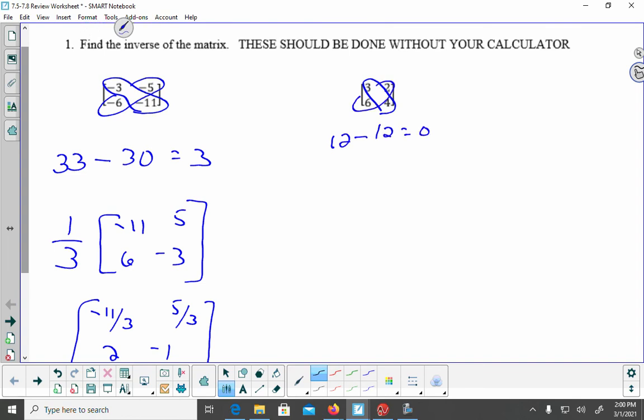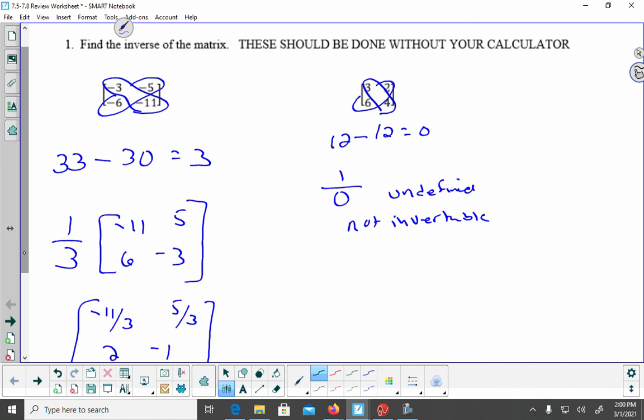To do the next one, I'm going to have 12 minus 6 times 2, which is also 12, and I'm going to get 0. When I go to do the inverse, I'm going to do 1 over 0. Well, this is undefined, which means it's not invertible. In other words, I cannot find the inverse of that matrix C.